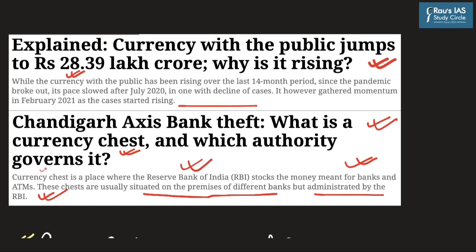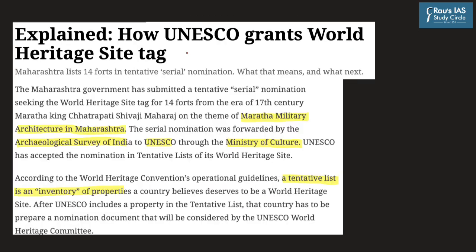So after discussing about currency chest and various aspects of money supply, let's move to the last article of discussion. The last article highlights that how UNESCO grants World Heritage Site tag. Now this news says that Maharashtra has listed 14 forts in tentative serial nomination. So the Maharashtra government has submitted a tentative serial nomination for 14 sites seeking status of World Heritage Site.